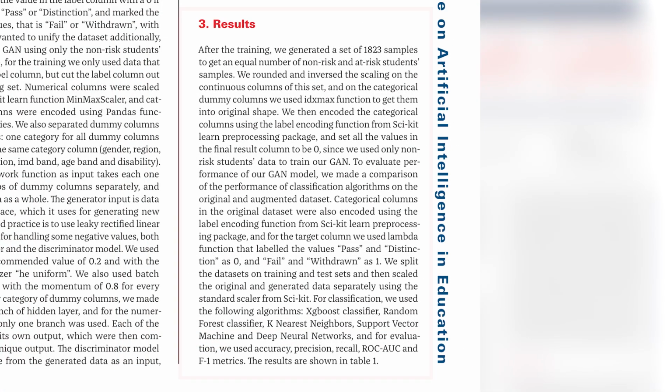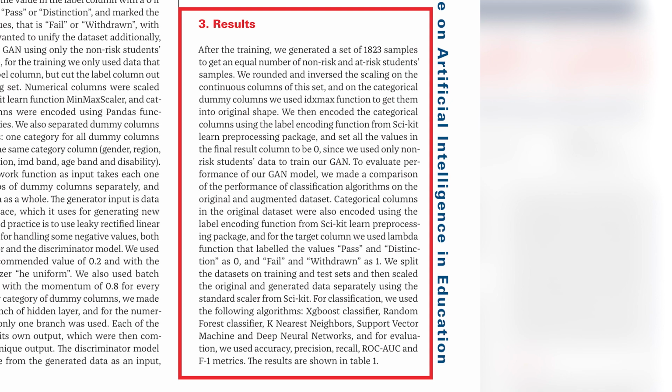After GAN training, a set of 1823 samples was generated to ensure an equal number of non-risk and at-risk student samples. Continuous columns were rounded and scaled back to their original values, while categorical dummy columns were transformed using the argmax function. Categorical columns were then encoded using label encoding from the scikit-learn preprocessing package, and all values in the final result column were set to 0, since only non-risk students' data was used for GAN training.